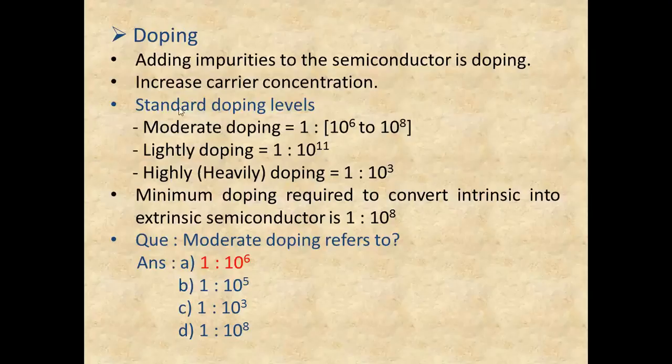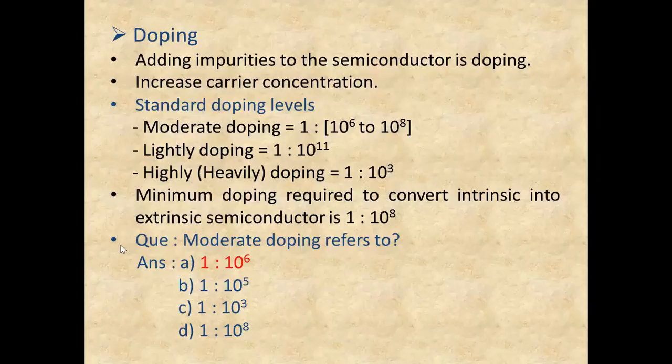So we have three kinds of standard doping levels, and you should strictly remember these three dopings. In examinations they directly ask you the three kinds of dopings or their values, so be very clear with these three kinds of dopings. First is your moderate doping. I have given the range, that's 1 in 10 to the power 6 to 10 to the power 8. Lightly doping is 1 in 10 to the power 11. Highly, or you can say heavily doping, is 1 in 10 to the power 3.